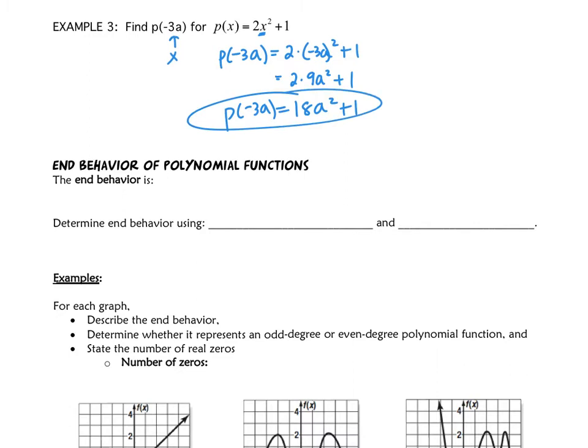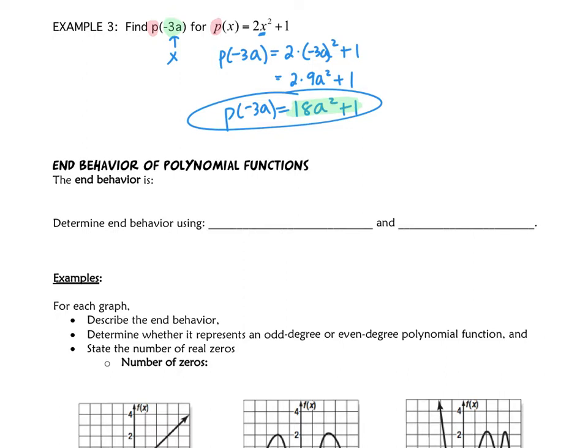A few things for me to point out real quick. First of all, since our input is in terms of a, our output is going to be in terms of a also. I also want to point out you have a p here and a p here. That tells you what function to use. So p of negative 3a tells you to use equation p. If there was an f there, you would be using equation f instead. So hopefully that makes sense.